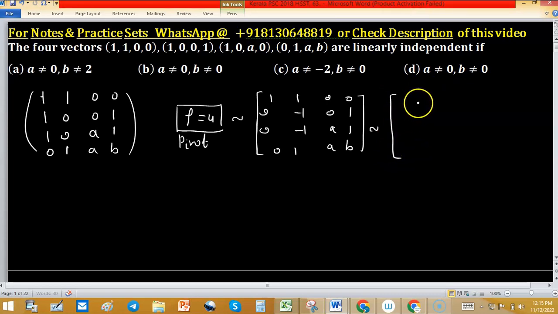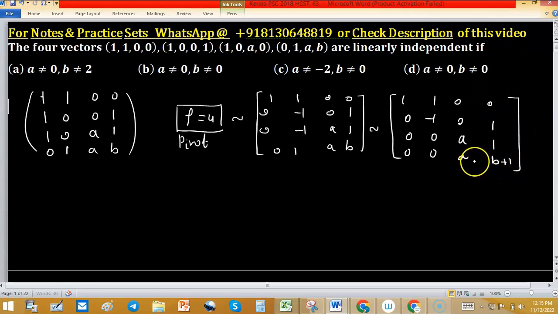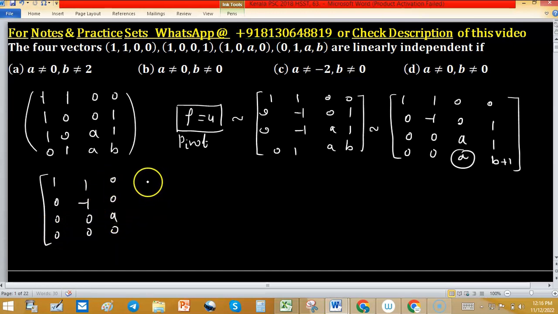Equivalent matrix will be 1, 0, 0, 0, 1, minus 1, 0, 0, 0, 0, A, and the last column will be 0, 1, 1, B plus 1. Now try to make this entry 0. What we have? First column will be 1, 0, 0, 0, 1, minus 1, 0, 0, 0, 0, A0 and the last column 0, 1, 1, B.